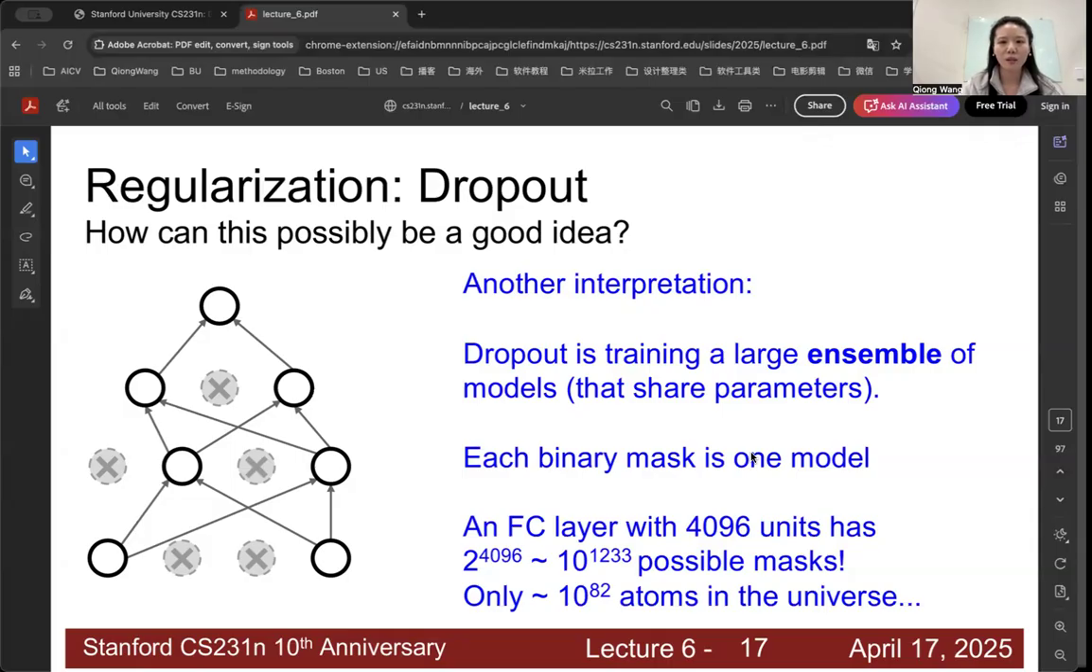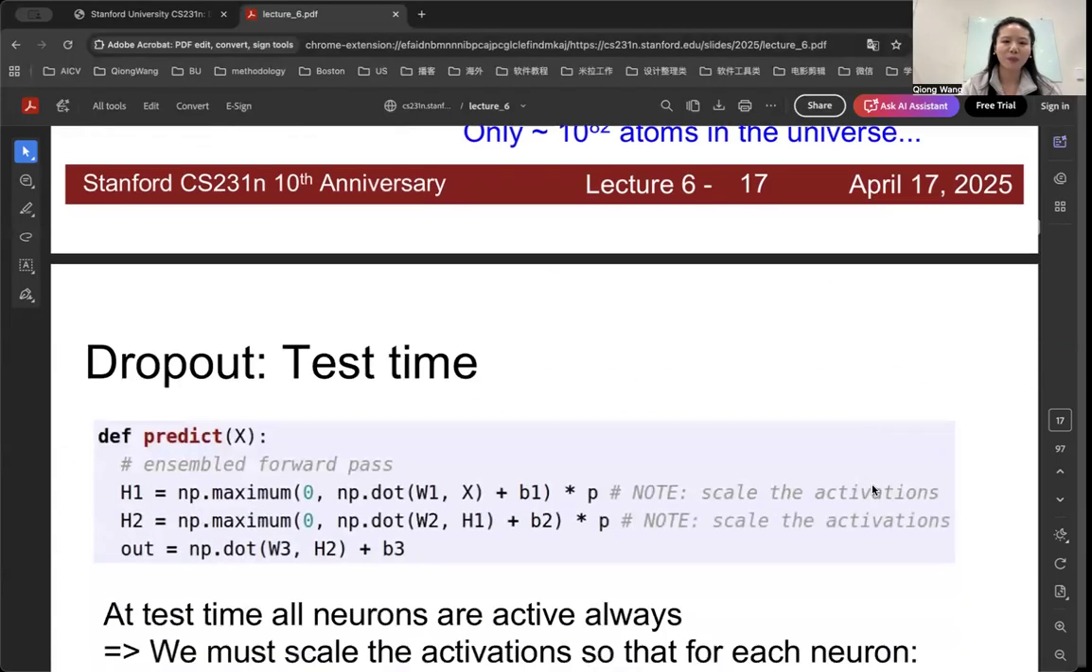So dropout is training a large ensemble of models that share parameters, and each dropout mask is one model. If the fully connected layers have large units, after dropout we only train half of them.